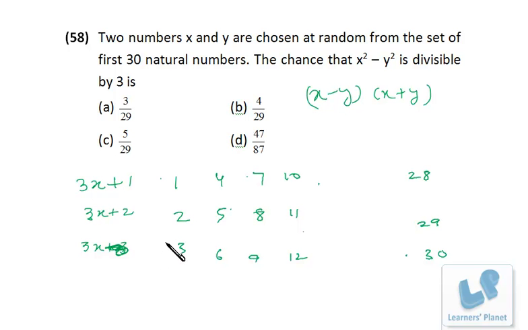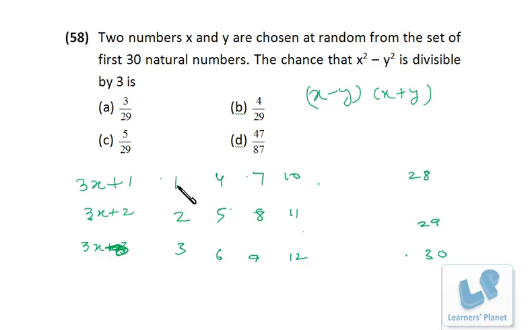Now what's that? See, if we choose any two numbers from this series, then the difference will definitely be a multiple of 3. Why? Because both the numbers will be in 3x plus 1 format. So if we deduct one 3x plus 1 number from the other, the 1 will be cancelled and we are left with 3x format, right?